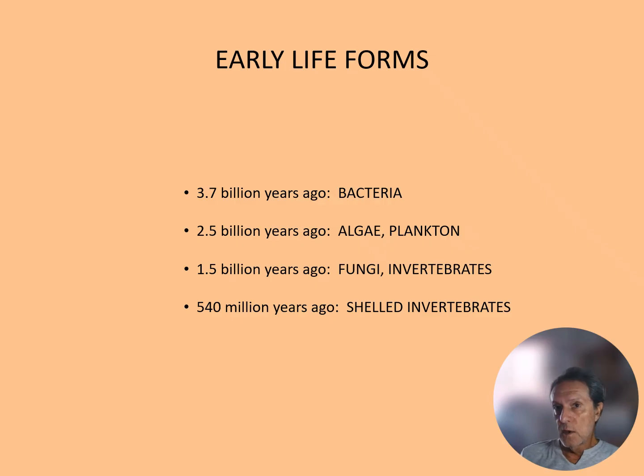Then 540 million years ago, we start seeing shelled invertebrates. 540 million years ago is kind of a landmark in the geologic time scale. That's what we call the beginning of the Cambrian explosion, wherein we find a whole huge complex range of shelled invertebrates like clams, oysters, trilobites, and so forth. And so we have a very good fossil record of those life forms.